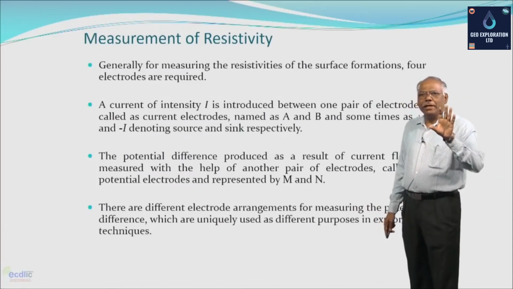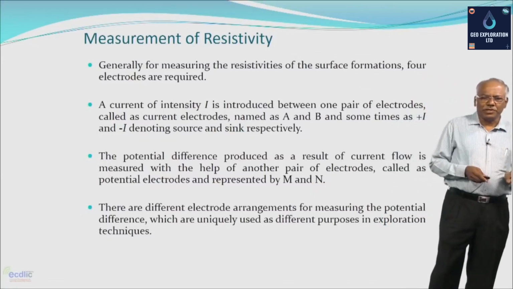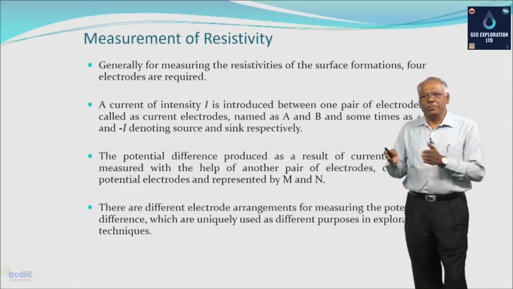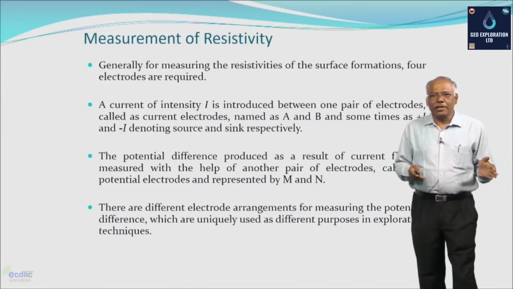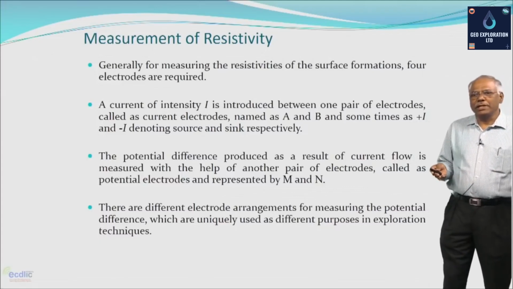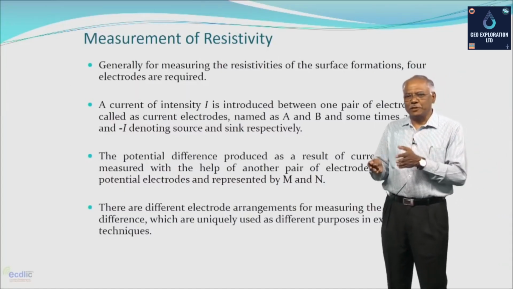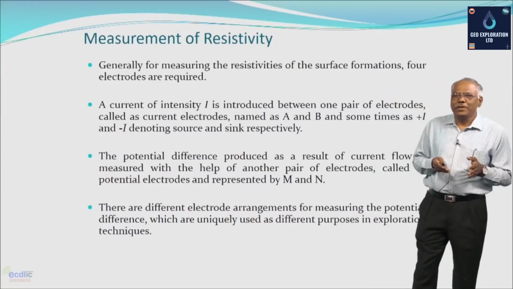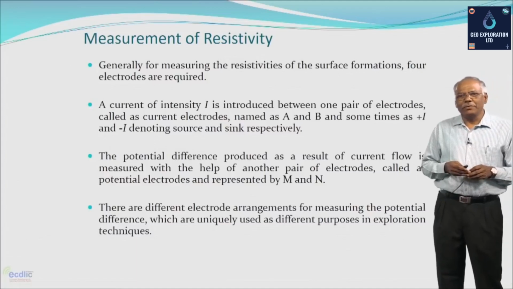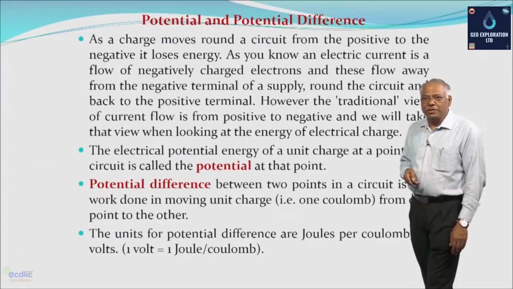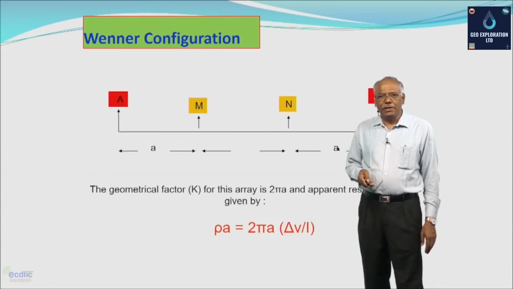As I said, this is typically in text form how the measurements are made, and therefore, you can see that generally the electrical resistivity of the subsurface formation is measured with 4 electrodes, C1 and C2 current electrodes and P1 and P2 potential electrodes. Current of intensity I is introduced between one pair of electrodes, the current electrodes, which are also named A and B, or sometimes referred to as plus I and minus I, denoting source and sink respectively. The potential difference produced as a result of current flowing through the medium is measured with the help of another pair of electrodes, called potential electrodes, and this is typically how the measurements are made within the subsurface.